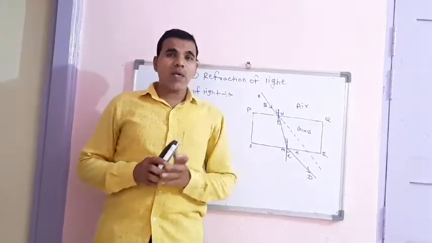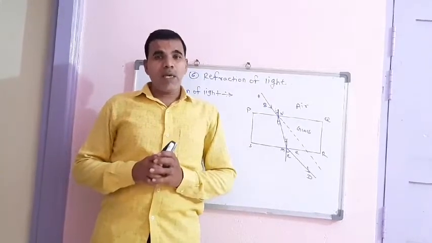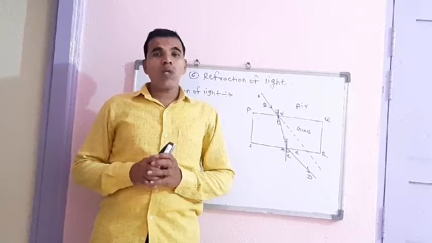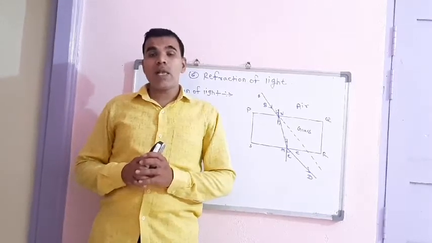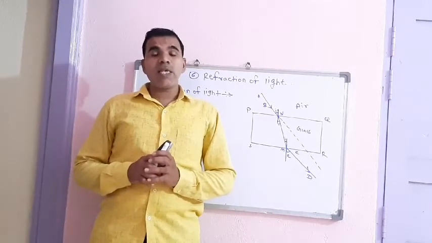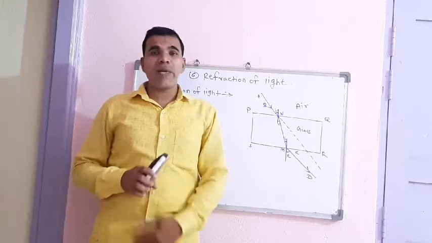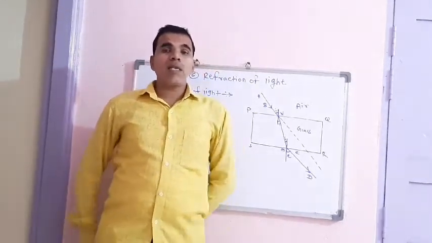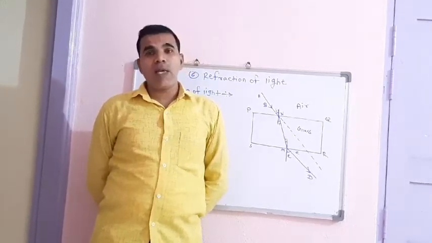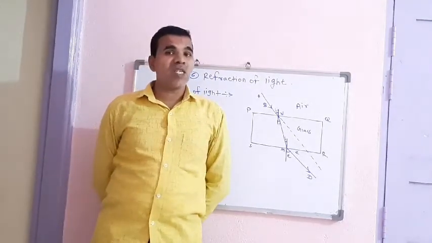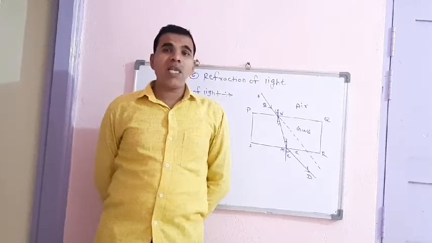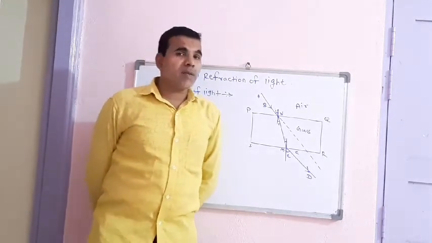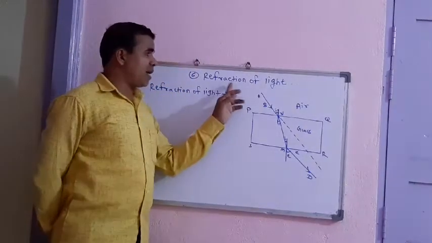So in this topic, refraction of light, we have to learn how light is refracted, how light is transferred or changes its direction from one transparent medium to another transparent medium. We know that light transfers from one medium to another medium. Glass is a transparent medium through which light easily transfers. So first we discuss refraction of light.